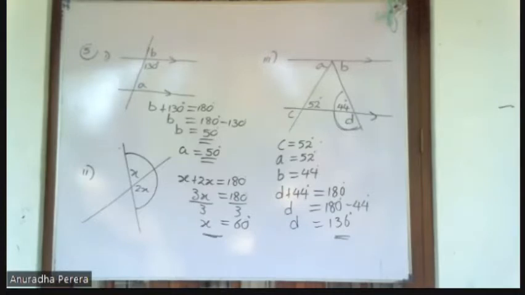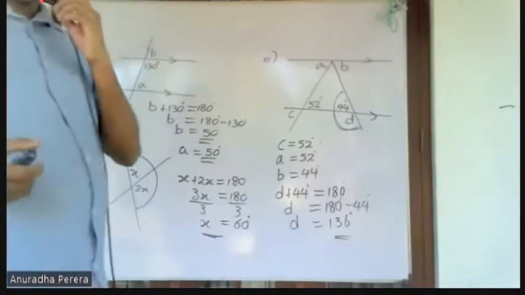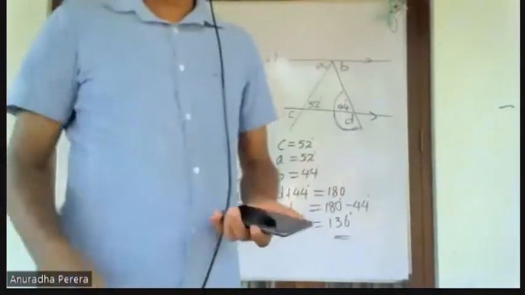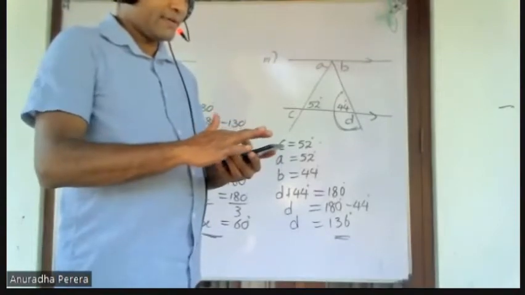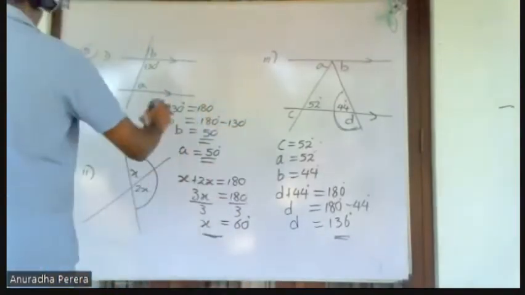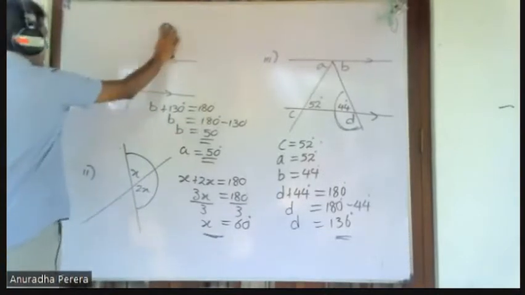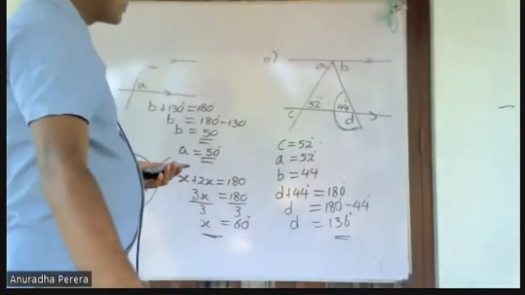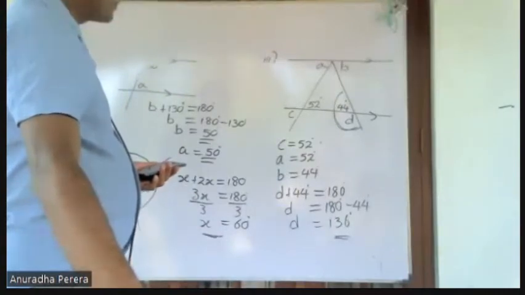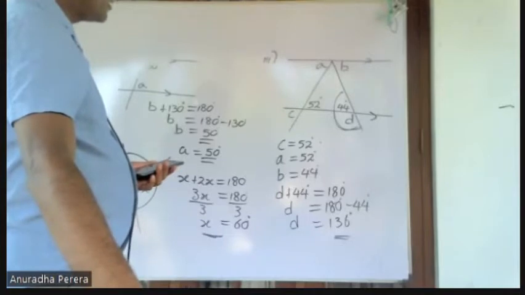Excuse me, sir. Question number 6. Factorize the following expressions. Excuse me, sir. Yes, Buddha? Sir, A is equal to 52. Sir, D got 52 when taking the corresponding angle.